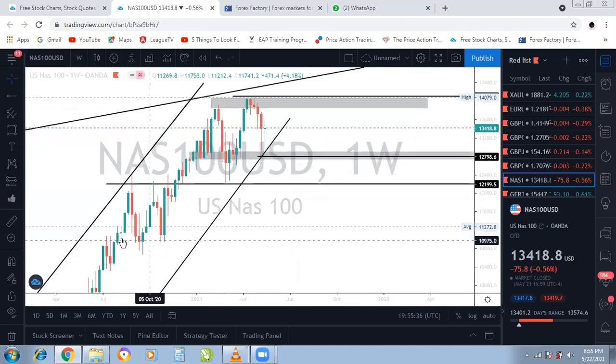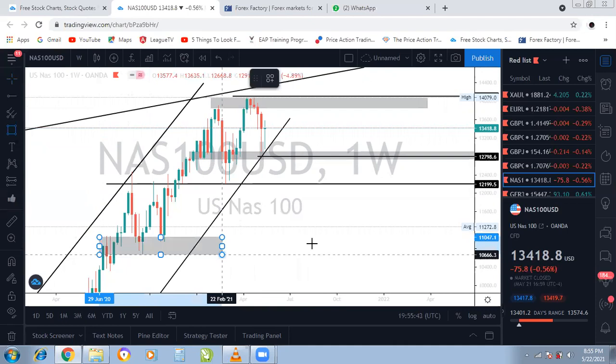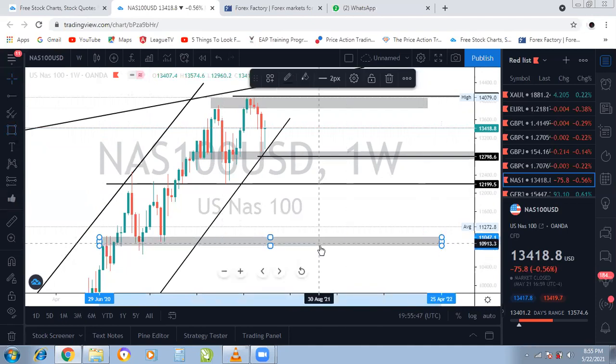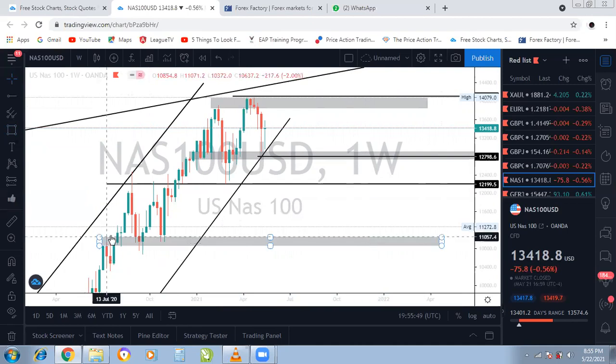Okay, now look at this area here. We have a key level here. See it. Can you see it now? This is the first one, this is the second one, and this is the third one. Even here, we have a key level. This is the first one, second one, and third one. See, and fourth.